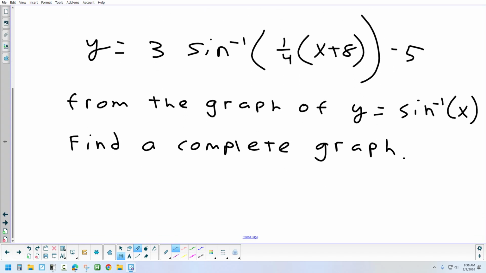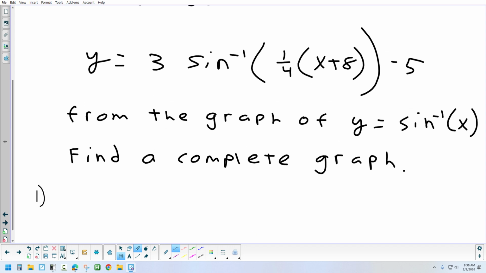What's the first transformation that you always list? You don't have to give me the number. I'm just wondering in general. You always tell me the horizontal shift. What is the horizontal shift here? I agree it is left, but not 8. Yep, it's left 2.